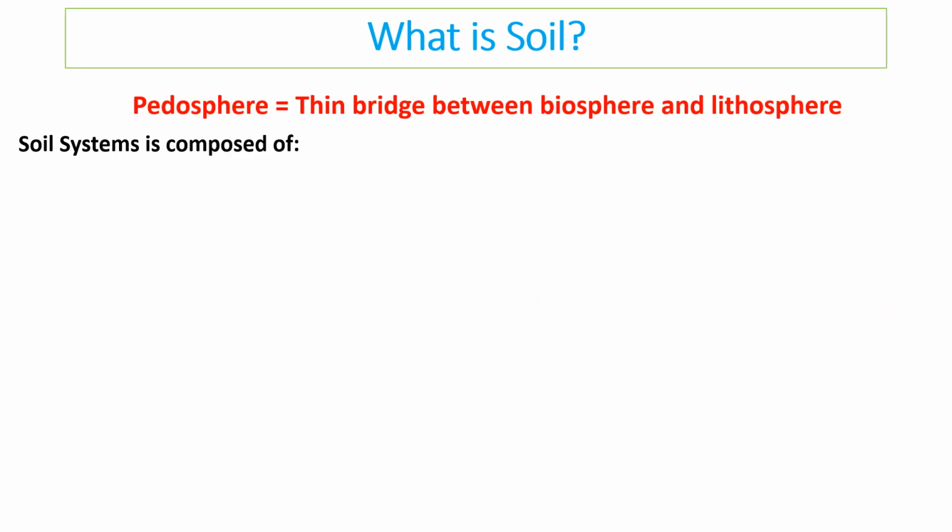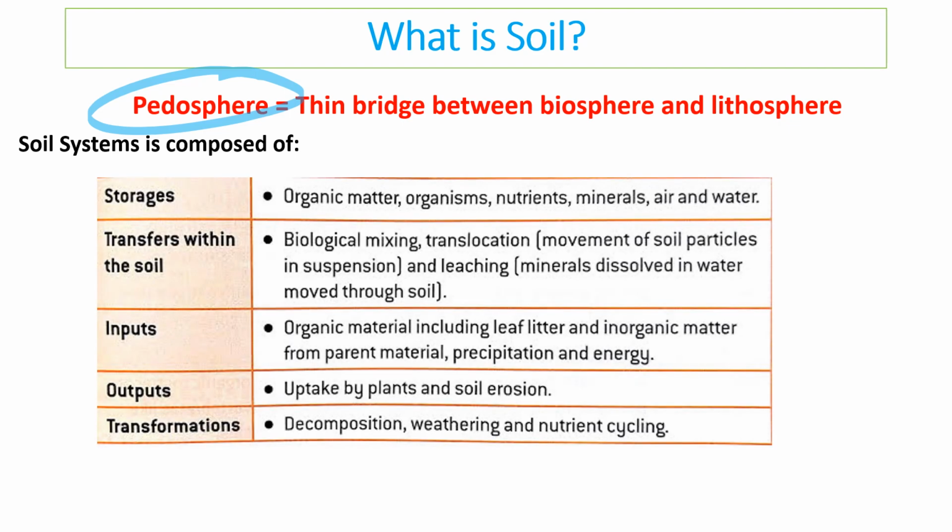Now you need to understand what it is composed of. Well, first of all, soil actually has its own layer called the pedosphere, which is a thin bridge between the biosphere and the lithosphere. A system of soil is composed of the following areas. So just like all systems, soil can be used for storage of these different chemicals. Soil can transfer things, so there might be water moving through transpiration of soil, particles moving in soil.